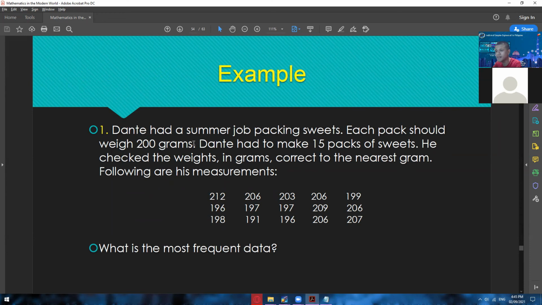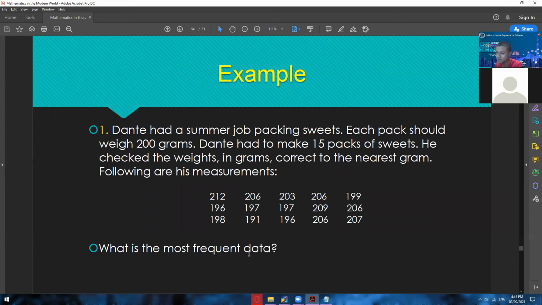Dante had a summer job packing sweets. Each pack should weigh 200 grams. Dante had to pack 15 packs of sweets. He checked the weights in grams, correct to the nearest gram. Following are his measurements of his packaging of sweets: 212, 196, 198, 206, 197, and many more. As you can see, he is not consistent. Dante is not consistent in packaging his sweets since it's human made, so there are a lot of human errors. But anyway, what is the most frequent data?